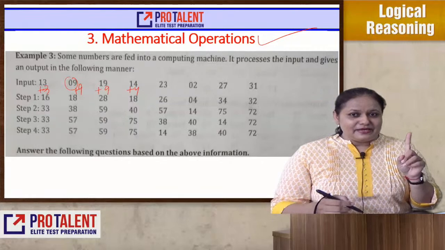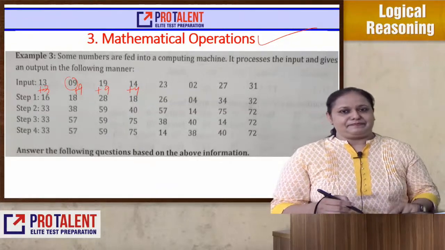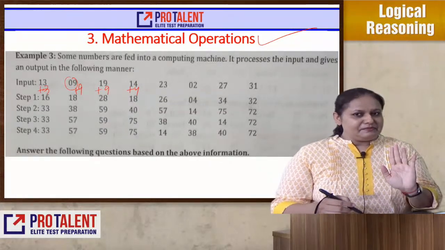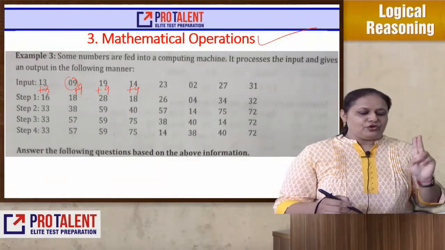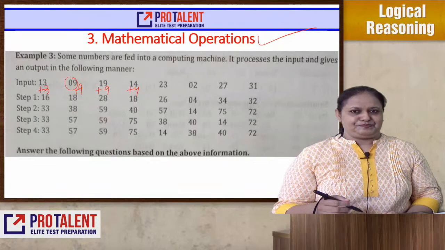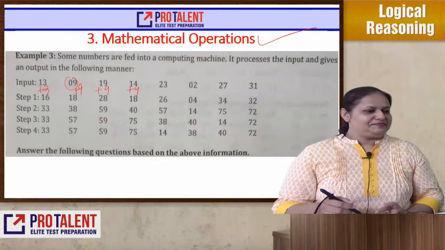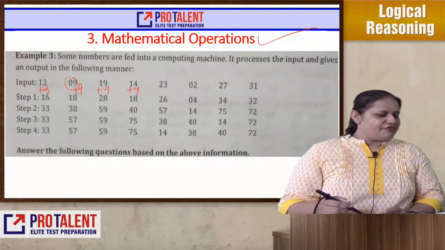Is the first step clear? Let's move on to the second step. The first step is very simple, that we are adding the unit digit to the input. Step 2, how am I getting step 2? What is the logic for step 2?